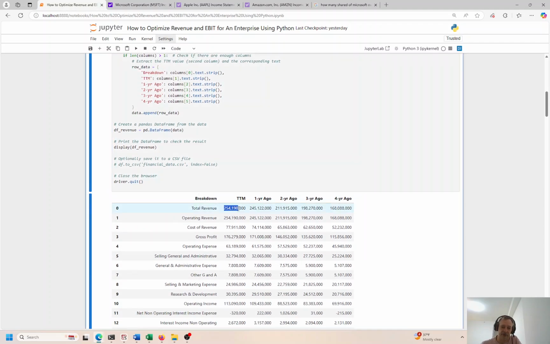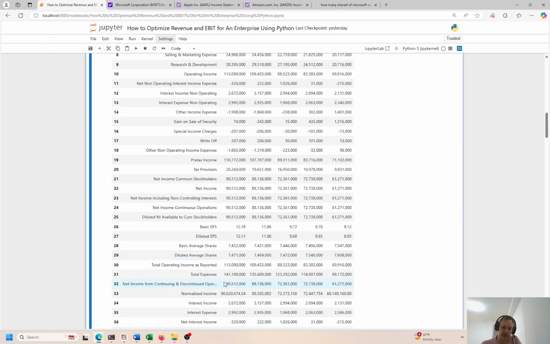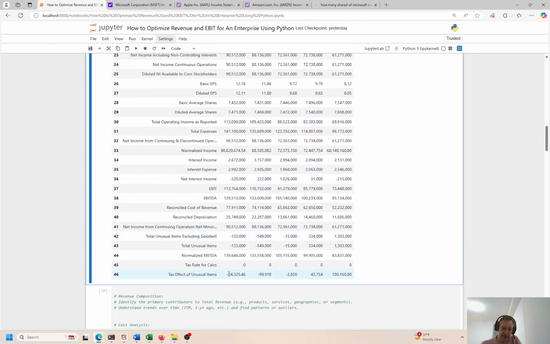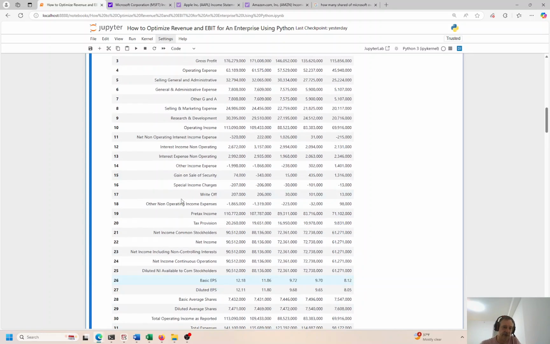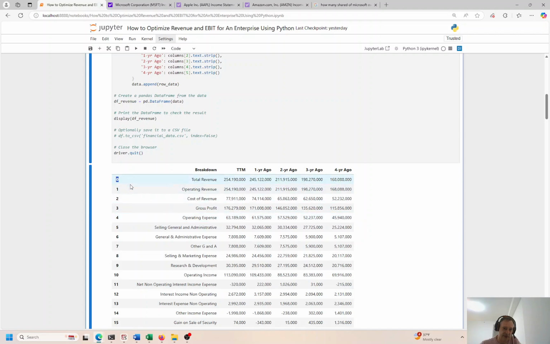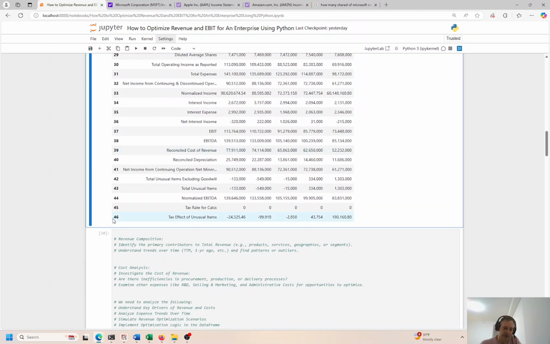So we start with 254 billion, right? And remember, we had a negative tax event of 24 billion. Okay, so everything is represented in that data frame with 47 rows. This is zero based, right? So we start with 0 and go up to 46, plus 1 because we count the 0, so 47. So everything is in a data frame, and it looks nice.